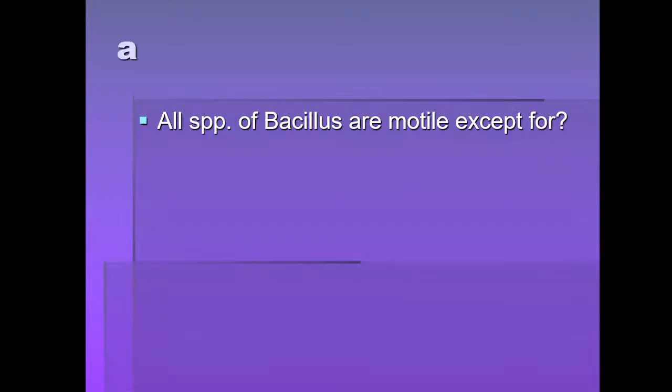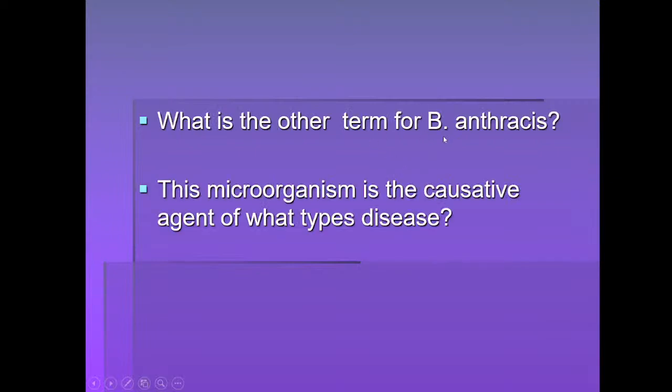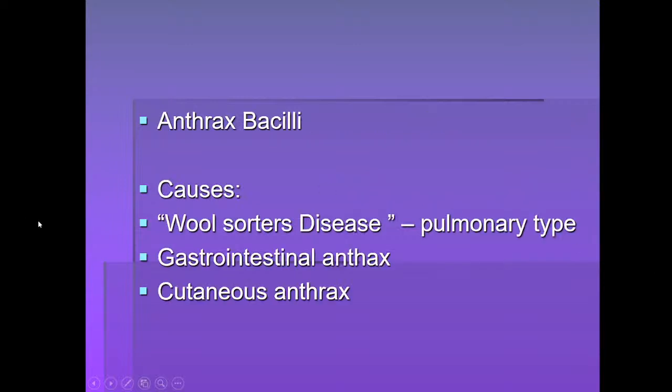Now all species of Bacillus are motile except for Bacillus anthracis, or the anthrax bacillus. It is the causative agent of several types of diseases, but I just sorted it out for you guys: pulmonary type, gastrointestinal anthrax, and cutaneous anthrax. The one that you need to remember is the pulmonary type because it's also known as wool sorter's disease. Wool sorter's disease is a term that is used for the pulmonary anthrax type of the disease.